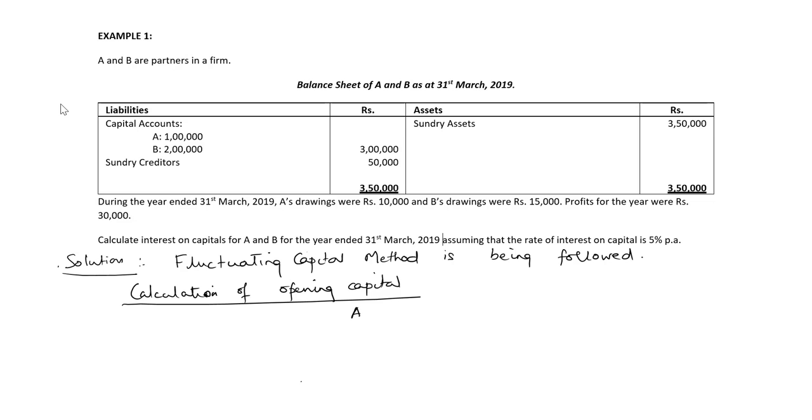Partner A and partner B. Closing capital. Closing capital for A is rupees 1 lakh and for that of B it's rupees 2 lakh. We need to add the drawings, the drawings of A rupees 10,000 and that of B is rupees 15,000.